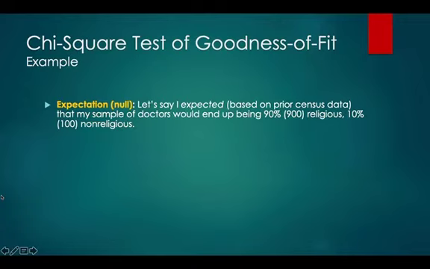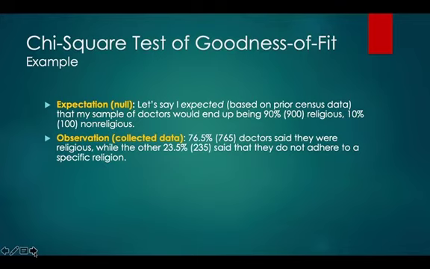And let's say that I expected, based on prior census data, that my sample of doctors would end up being 90% religious and 10% non-religious. Or in other words, 900 religious doctors and 100 non-religious doctors. But the data I actually collected say that there were 76.5% religious doctors, while the other 23.5% of doctors said that they do not adhere to a specific religion.